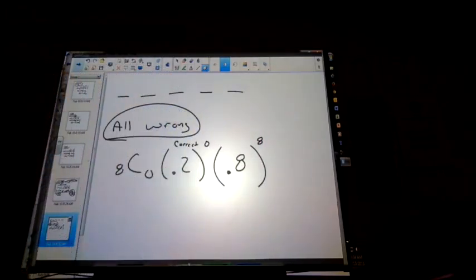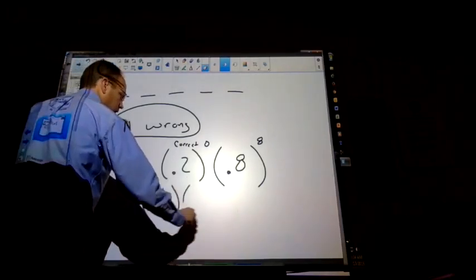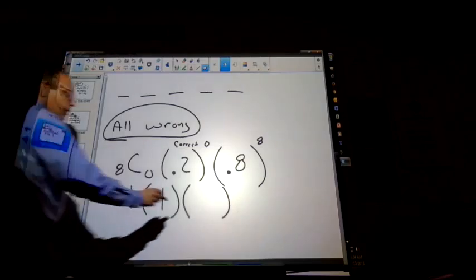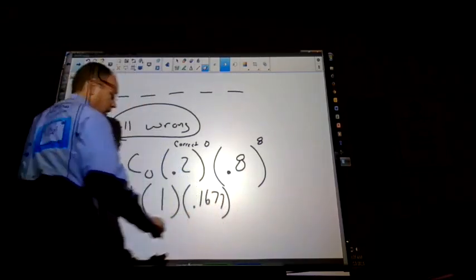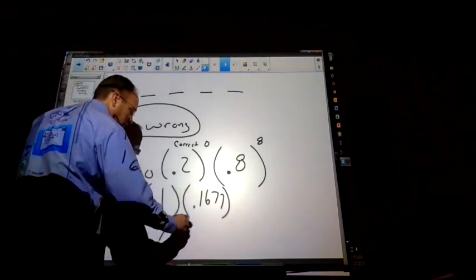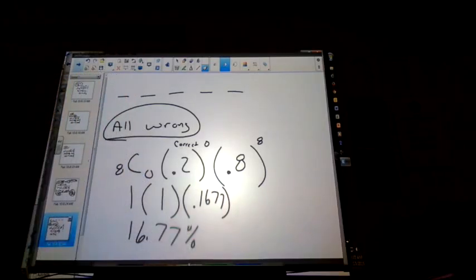All right, 8 choose 0. 8 choose 0 is 1. 0.2 raised to the 0 power is 1. 0.8 raised to the 8th power is 0.1677. So if you multiply that all together, I get a 16.77% chance that I get them all wrong.